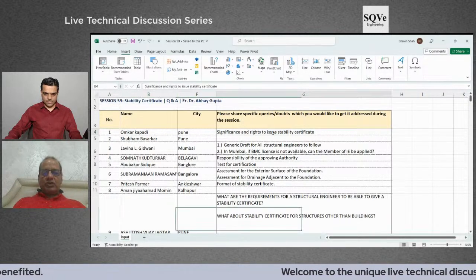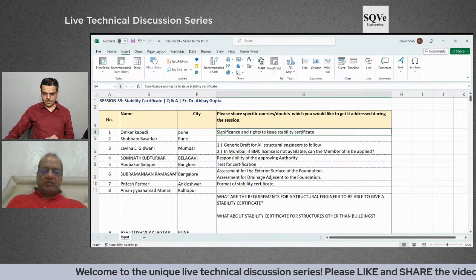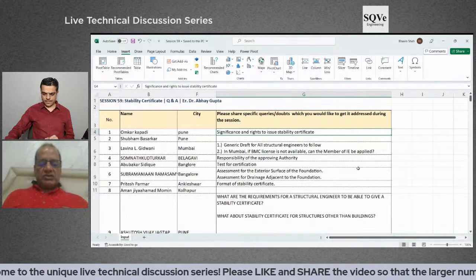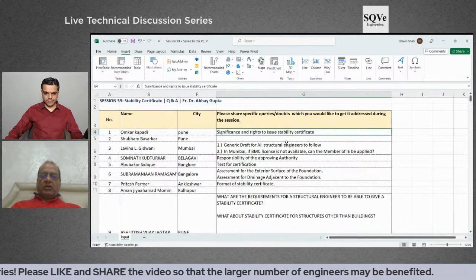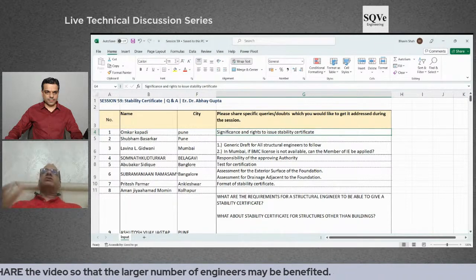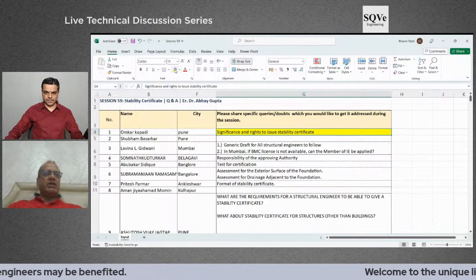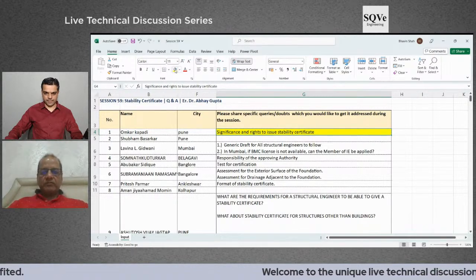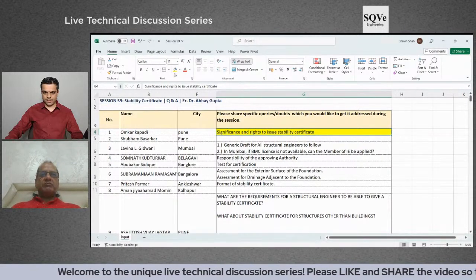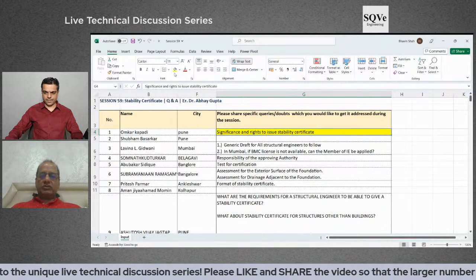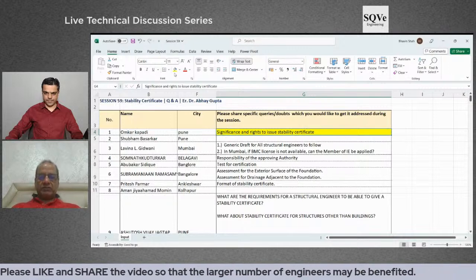Significance and rights to issue stability certificate. What I have spoken partly covers the significance and rights. The significance of any stability certificate is to specifically mention the structural stability for performance, that is the serviceability, and the strength, that is the design. But that is very specifically, it should be subject to some codes, some loads, and maybe some specific conditions.